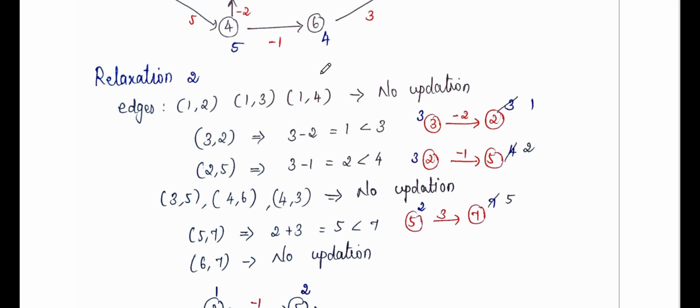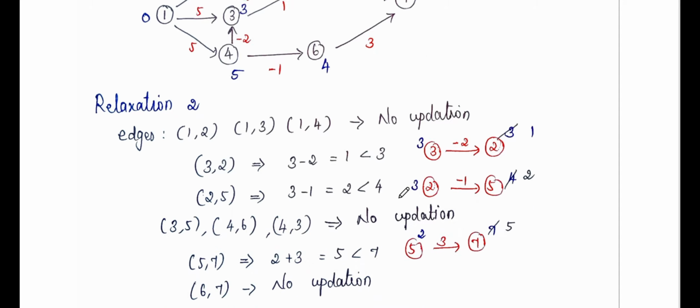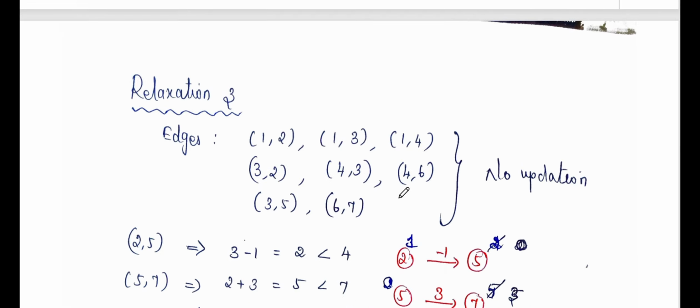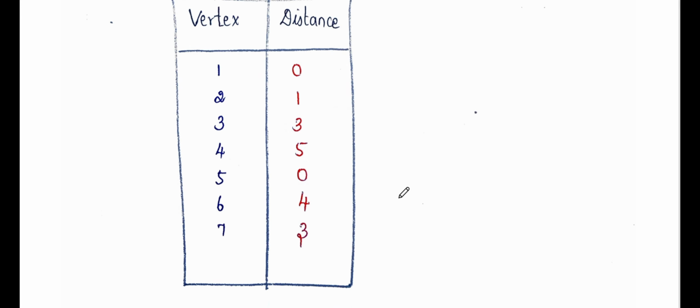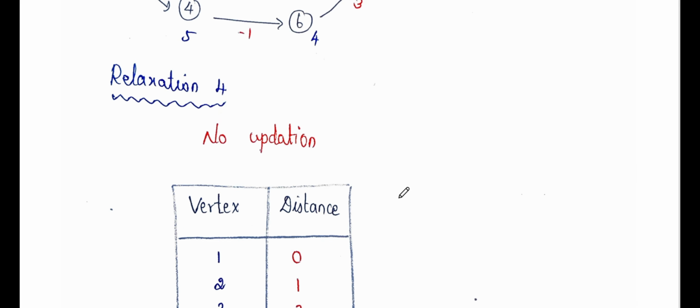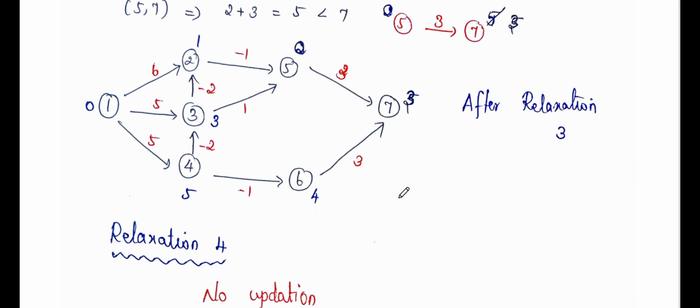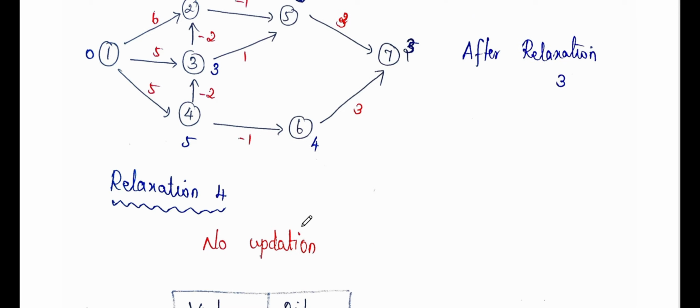Then find the next relaxation, perform relaxation 2, and perform relaxation 3. Likewise, you perform all the relaxations. Finally, after V minus 1 times, there is no need to perform more relaxation, because before that, we get the final result. No updation is there. That is the final result. In some cases, after 3 or 4 relaxation steps, we get the final result. So no updation means that is the final answer.